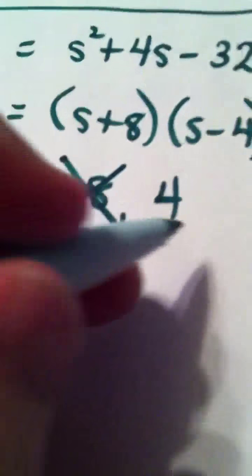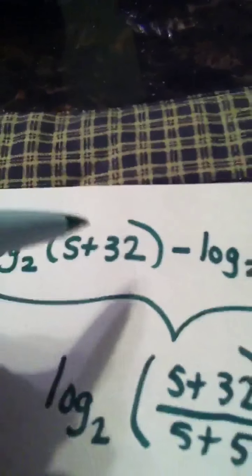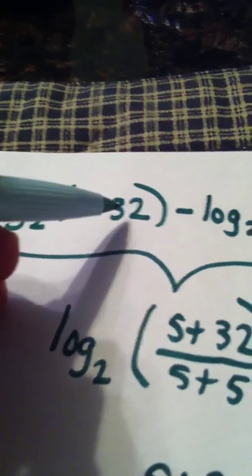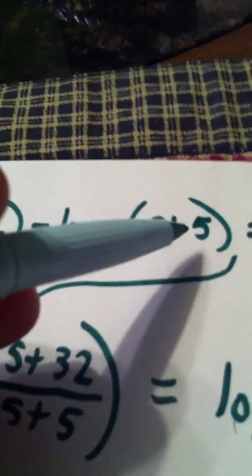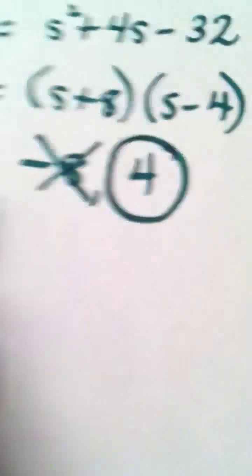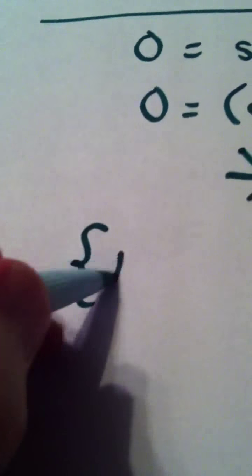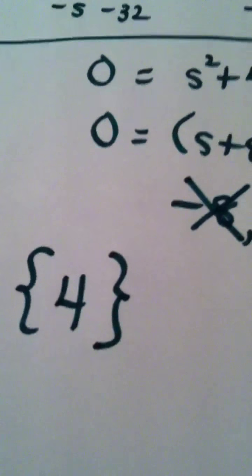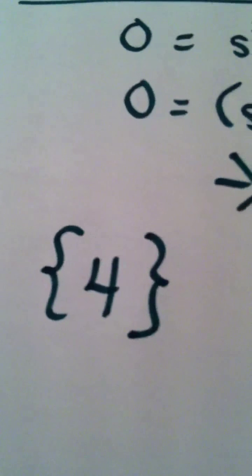Nope. Let's try 4. 4 plus 32 is a positive, so log of a positive is good. 4 plus 5 is 9. Log of a positive, that's good. 4 is positive. Log of a positive, that's good. So my solution set here is 4. The set containing 4. Always remember when you're solving a log equation to check.